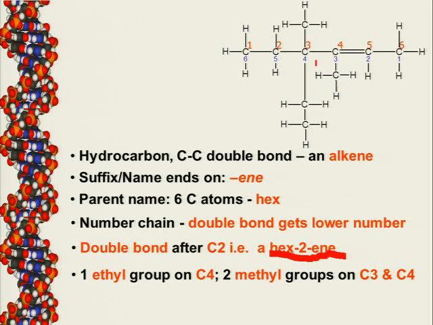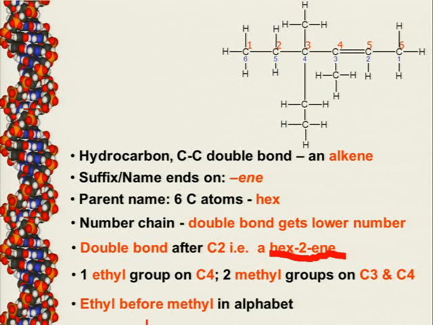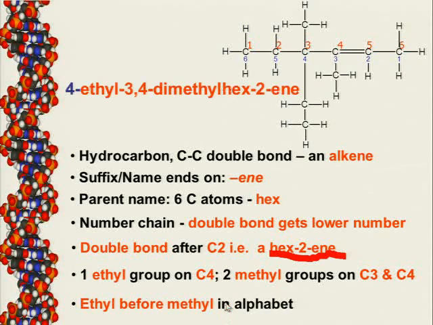So at carbon number 4, I've got E, and at carbon number 3, I've got M, and at carbon number 4, I've got M. I know that E comes before M, so ethyl will come before methyl. At carbon number 3 and carbon number 4, I've got 2 methyls. Therefore, I put di: 3,4-dimethylhex-2-ene. So that's the name of my compound.